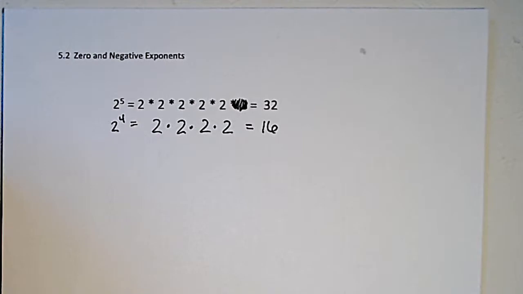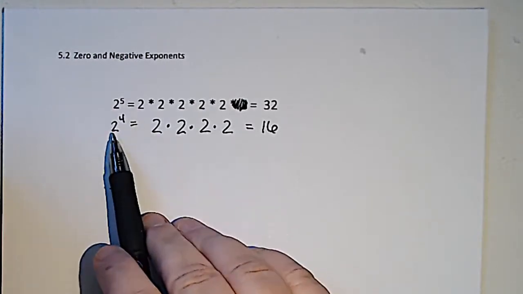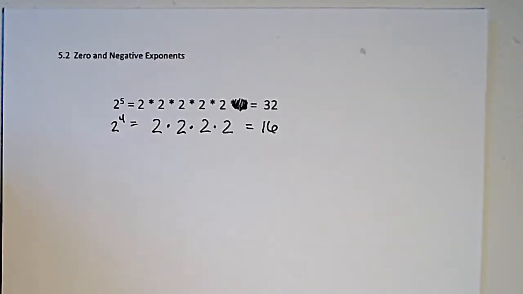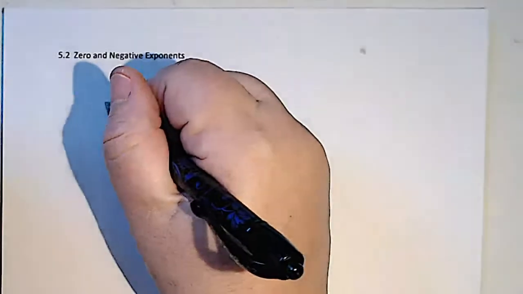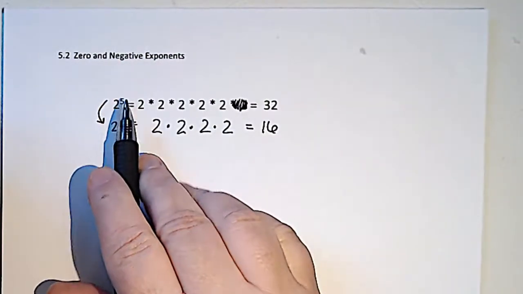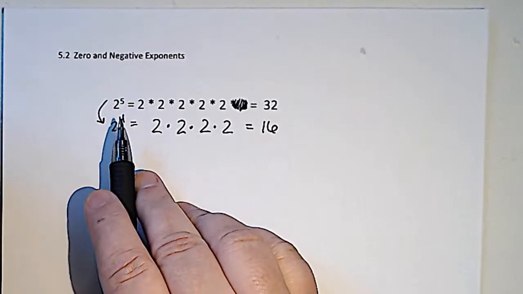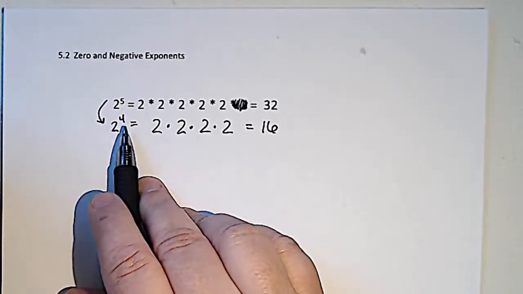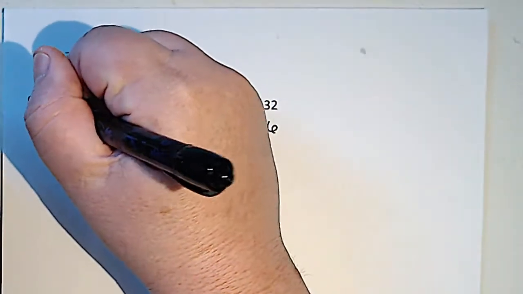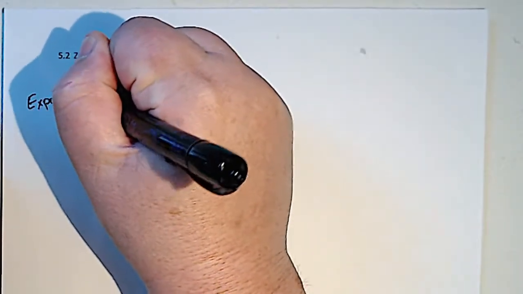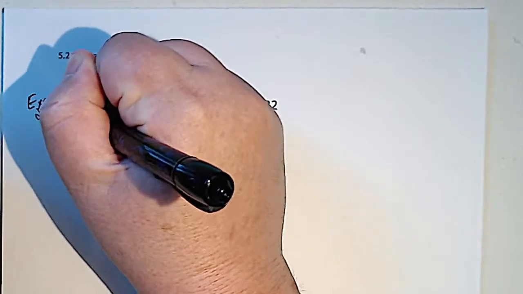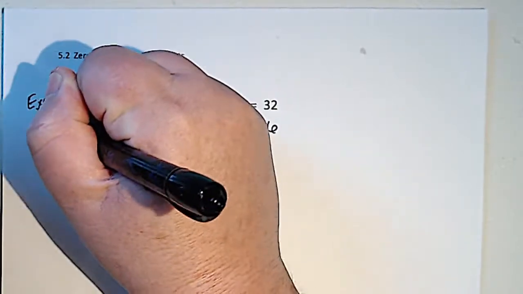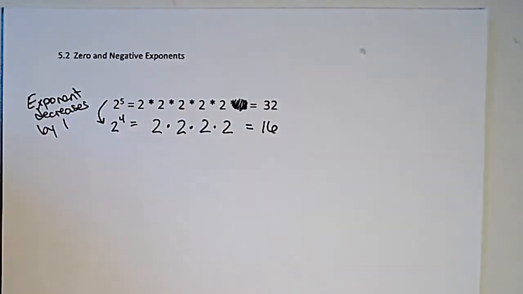But what is really important is not actually either of these, but the pattern that they set up. So let's take a look at the pattern here. As I go from 2 to the 5th to 2 to the 4th, what changes? You're right. I went from 5 to 4 in the exponent. So the exponent decreases by 1. I could have decreased by anything. I choose to decrease by 1 for reasons only I understand right now, possibly.